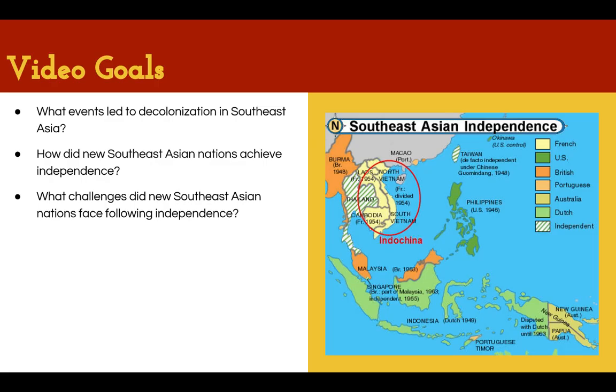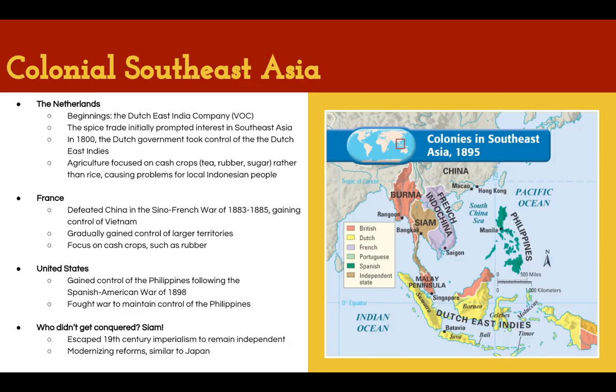Let's take a look at some of our goals. We want to look at what events led to decolonization in Southeast Asia, how these nations achieved their independence, and also some of the challenges these nations faced following independence, which we see also in the decolonization of sub-Saharan Africa. And so we're going to try to do that by looking at some specific examples in this video.